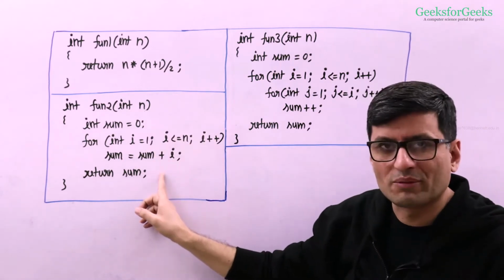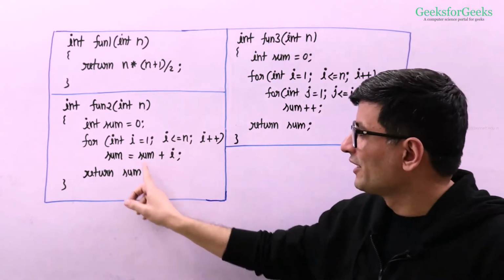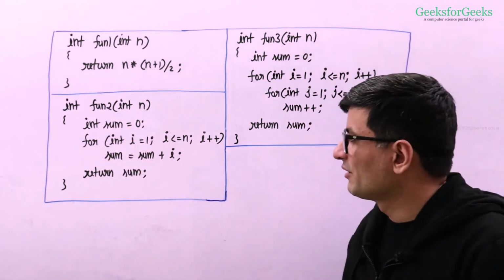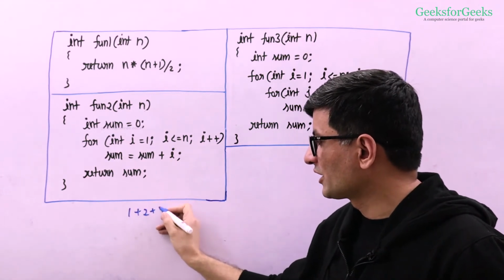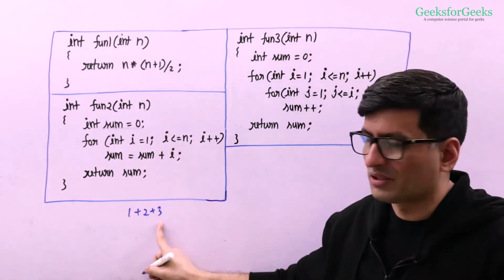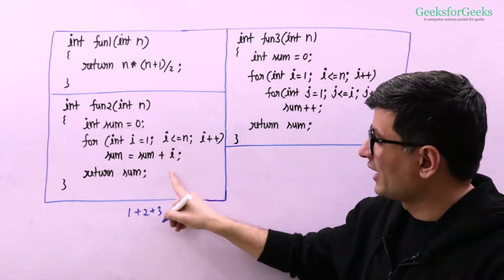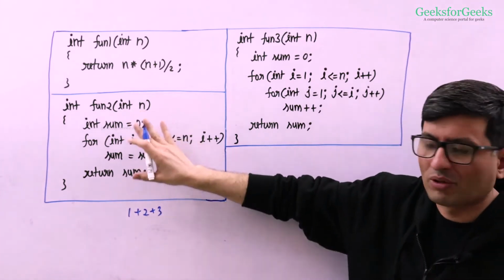The second programmer implemented the loop logic. What this programmer did: initialize the sum as 0, then one by one added all the natural numbers. First added i equal to 1, then 2, then 3. So this is how you get the sum of 3 natural numbers. If n is 4, then the programmer is going to run the loop till 4 and it's going to add 1, 2, 3, 4. So this is the idea of the second programmer.